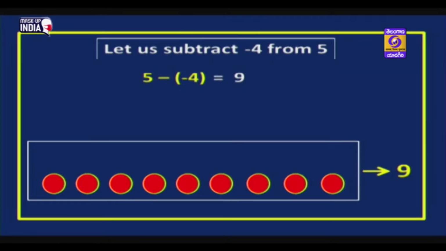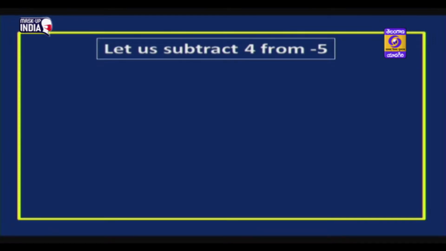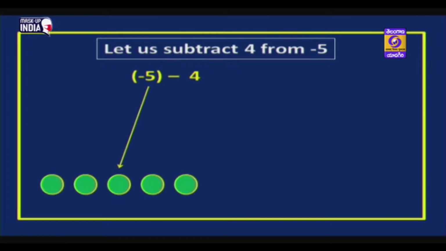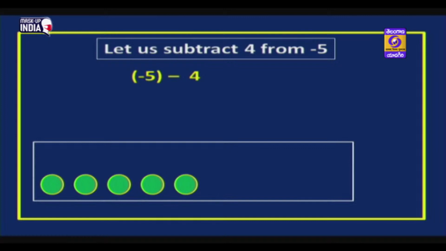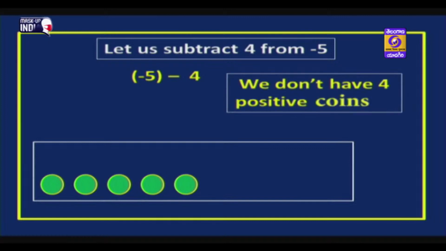Now, let us take another example, children. We are going to subtract 4 from minus 5. That means a positive number is subtracted from a negative number. So, minus 5 minus 4. So, minus 5 represents 5 green coins. From that, I am subtracting what? 4, a positive number. So, we do not have again 4 positive coins.